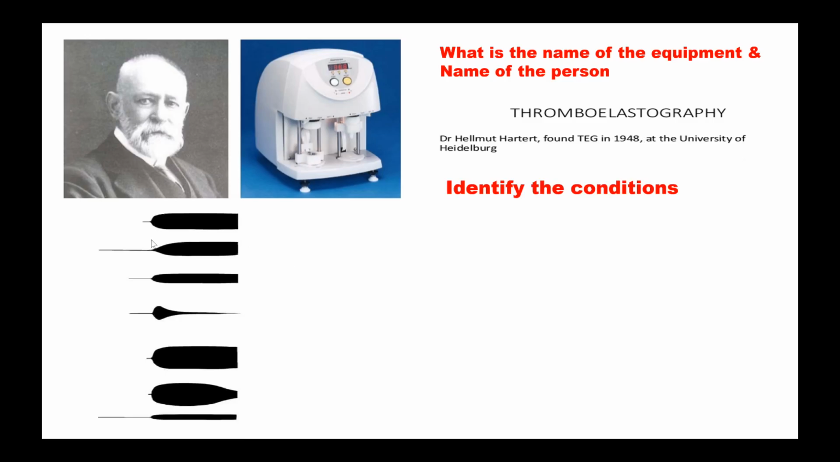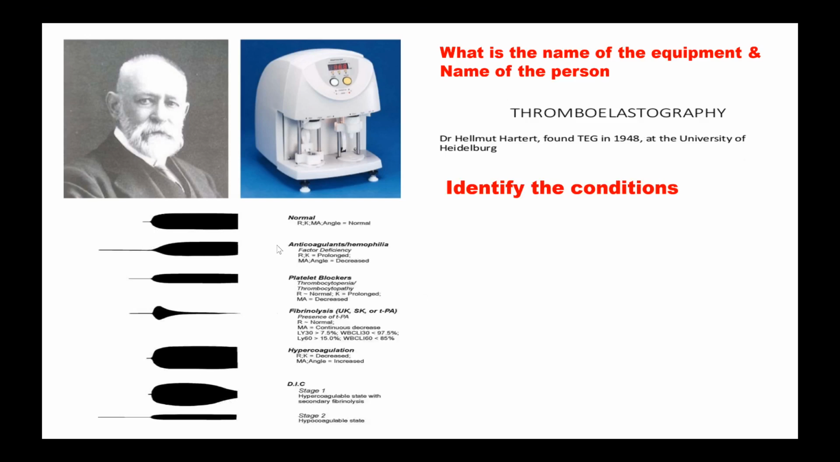What is this? Is it normal or abnormal? It is normal, sir. Here, the onset time is very much prolonged. It is on anticoagulants or it's a hemophilic patient. The clotting onset itself, the reaction time itself, is very prolonged. And here this amplitude is very small. The platelet blockers, thrombocytopenia. Here the fibrinolysis is given.